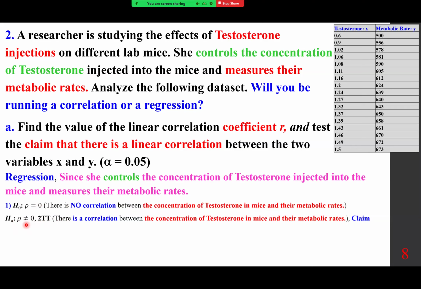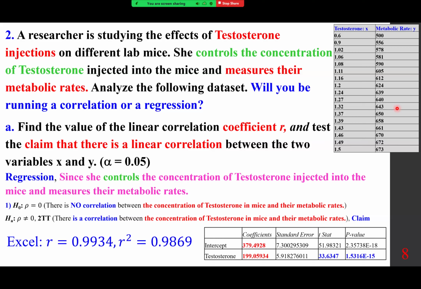HA or H1, the alternative hypothesis: there is a correlation between the concentration of testosterone in mice and their metabolic rates, and that is the claim. So obviously, we are not going to do this by hand. We're going to run it through technology. And when we go through technology, it gives us the following.